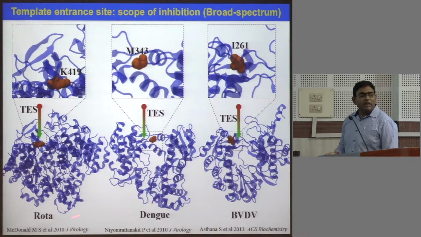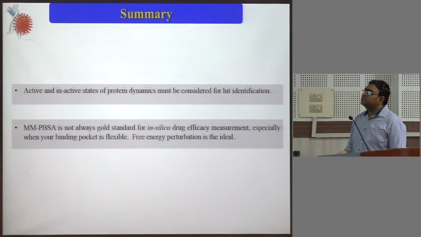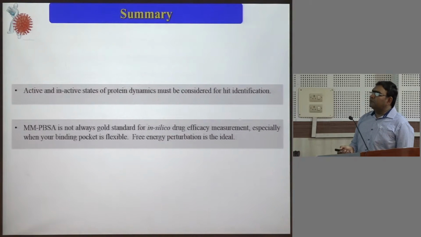that not only in rotavirus, not only in dengue, this RNA template entrance site is common in most of the RNA strand viruses, negative strand RNA viruses, and this molecule which we developed is able to have an effect since it occupies the template entrance site. So the take-home message is you cannot rely only on the crystallographic data.